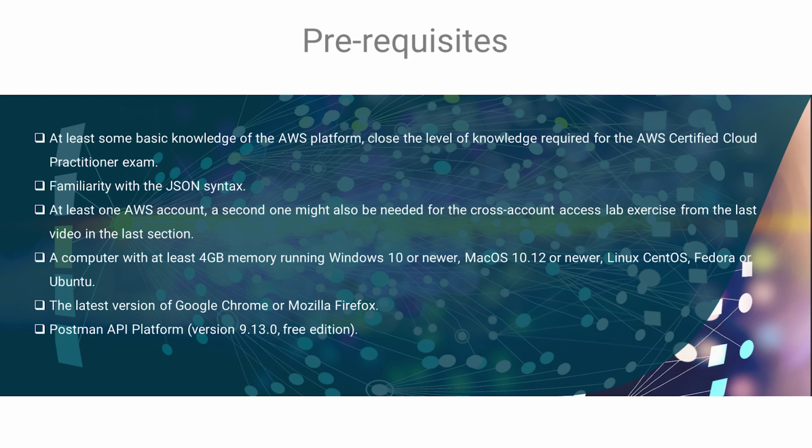You need a computer with at least 4 GB of memory and a recent operating system installed on it. I use Windows 10 for this course's recording, but the lab can also be performed on macOS or Linux. You should have a recent browser installed, preferably Google Chrome or Mozilla Firefox. I use Firefox for this course's recording. You should also have Postman API platform installed on your computer in order to test the APIs that you will be implementing. The free edition is more than enough for this. I use Postman version 9.13.0 in its free edition for this course.